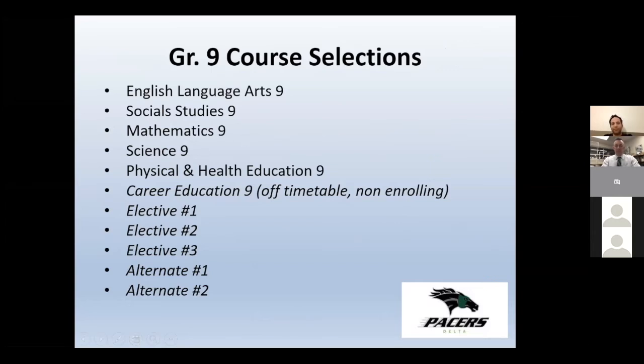So every student will be taking English, social studies, math, science, and PE. And at this point, we are just running one math. There's not going to be an essentials math or a challenge math. So all students are required to take Math 9. That's unlikely to change this year for September. So all students will pick those 5 courses: English, socials, math, science, and PE. There's a career ed 9, but that will be off timetable. Then you have your 3 electives and 2 alternates.